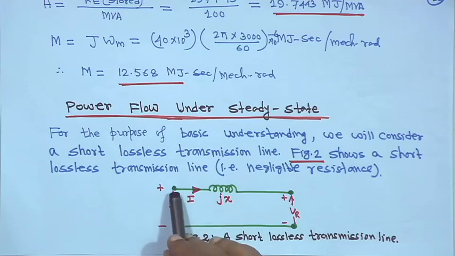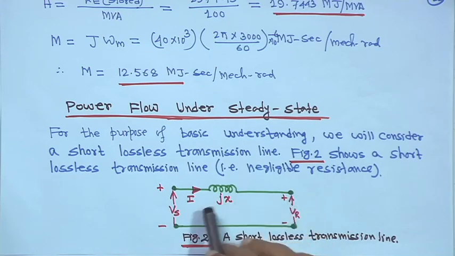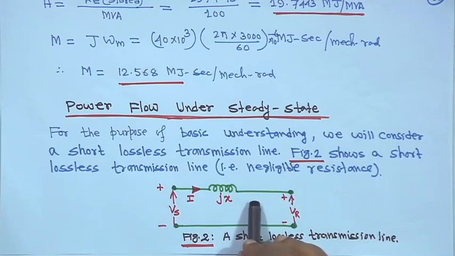That means sending end real power and receiving end real power, Ps and Pr, will both be the same, because resistance is not there.